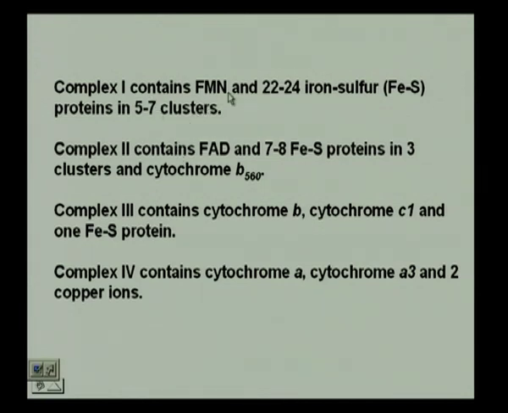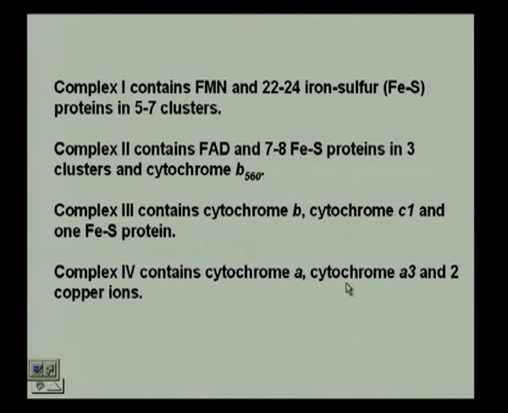So, complex 1 has FMN and iron sulfur. Complex 2 has FAD, that is flavine adenine dinucleotide, and iron sulfur and cytochrome B. Complex 3 has cytochrome B, cytochrome C1 and an iron sulfur protein. Complex 4 has 2 cytochromes and 2 copper ions.